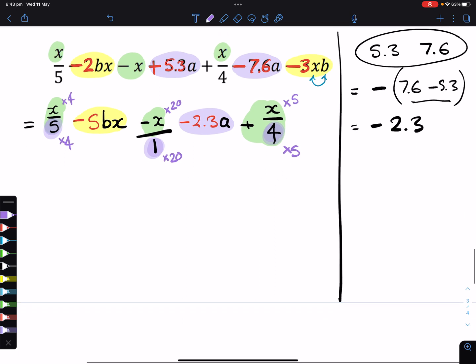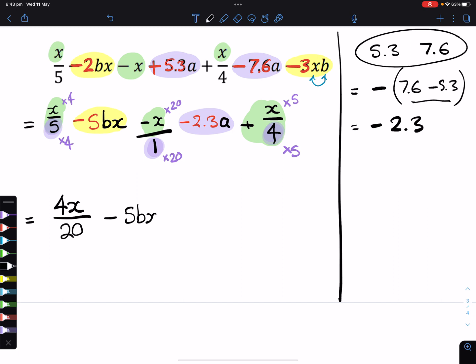So now my next row of working will be 4 times the x, because I've multiplied that by 4. My bottom here is 20 as per the plan. And I just copy down the yellow bit because I haven't changed anything with the yellow bit. My next term is going to be negative 20x over 20. And I haven't done anything to the purple, so I'm going to copy it down as it is.